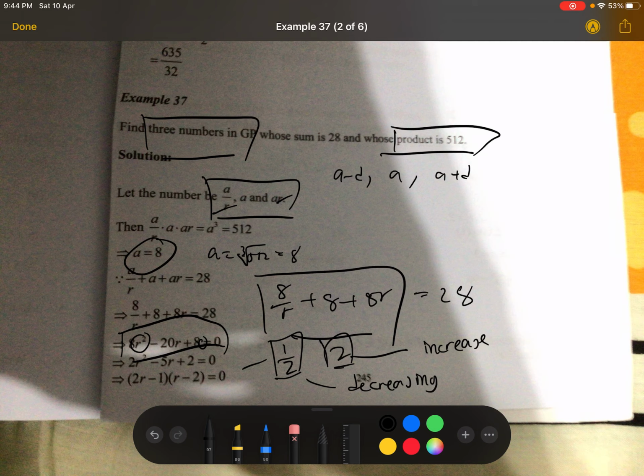But the main point here is that the numbers are the same. It will be 8, 4, and 16. So it's either going to be 4, 8, 16, or it's going to be 16, 8, 4. It doesn't mention if it's increasing or decreasing, so you can use both of them as the answer. But you must mention that both of them are the answers.